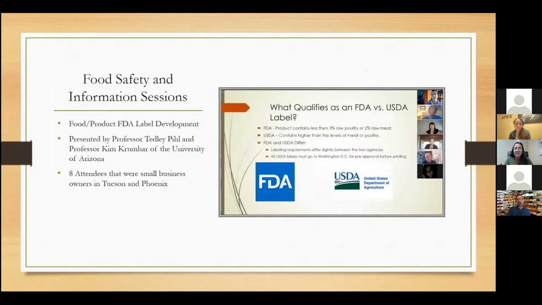We also did food safety and information sessions. The first one was a USDA or FDA kind of label development course. We had 2 professors from the University of Arizona, Professor Ted Lee Pill and Professor Kim Krumar, talk about what's in a label, what you need to have to meet the certain requirements, depending on your product and depending on where you're selling it and what your plans are. So we had local business owners attend. They were able to ask questions and figure out exactly what they need to be able to start expanding their market and sell things prepackaged and labeled properly, in retail settings.